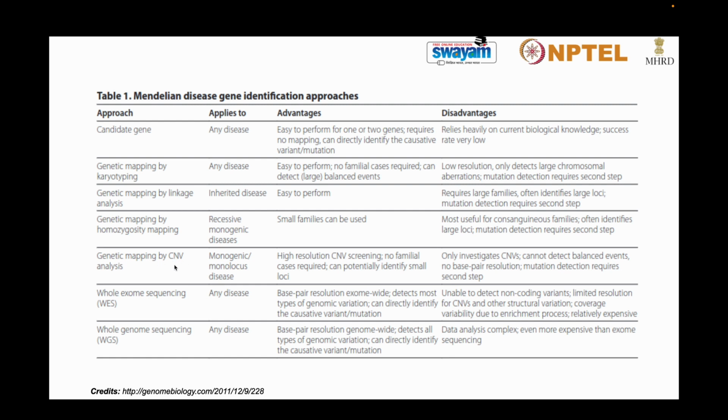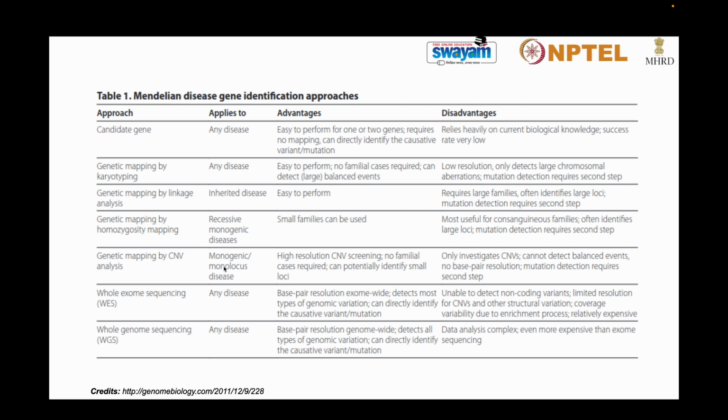CNV stands for copy number variations, and it is applied to monogenic or monolocus diseases, where either a single gene or a single locus is causing the disease. The advantage is that it is a high resolution CNV screening method, no familial cases are required, and it can potentially identify small loci. In all the previous methods, we saw the disadvantage that they were not able to identify smaller loci, only large ones.